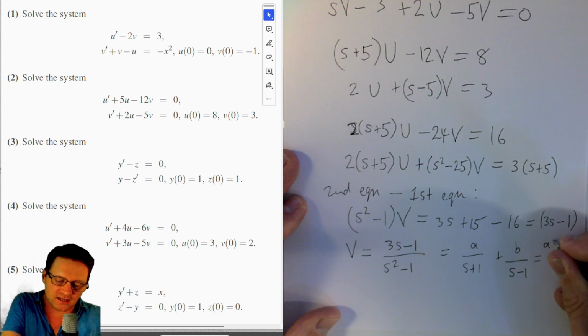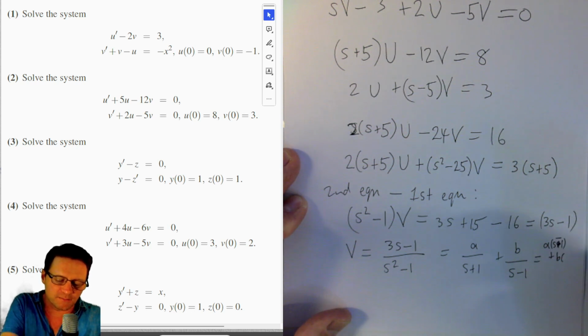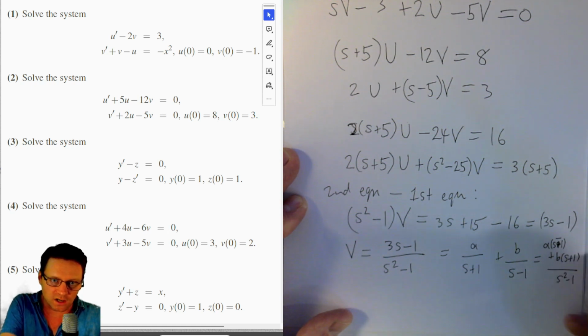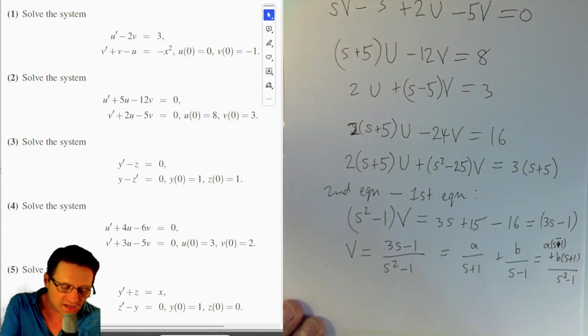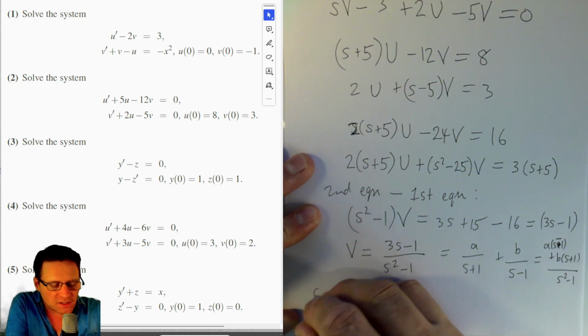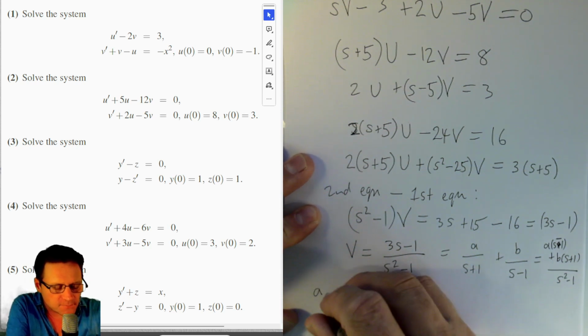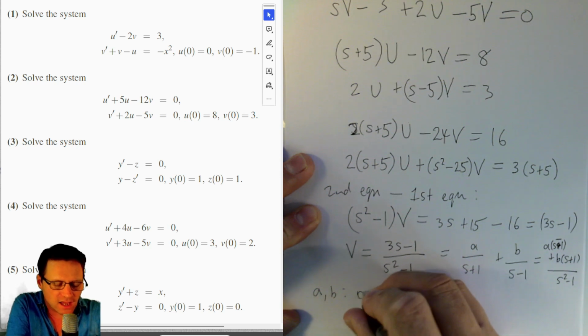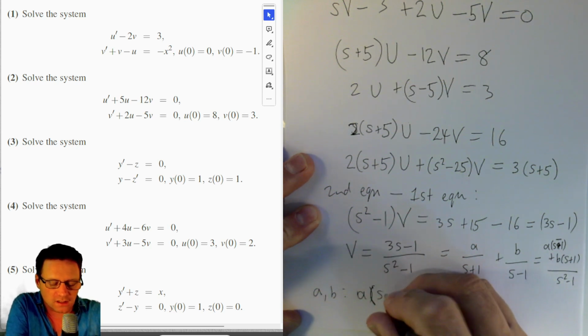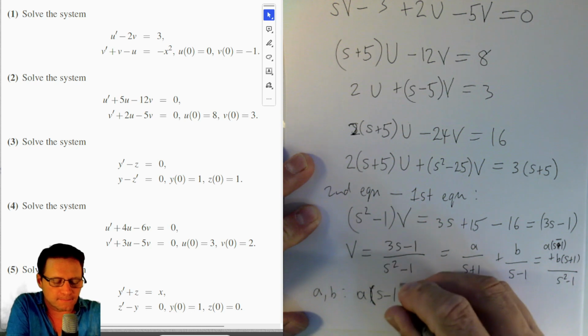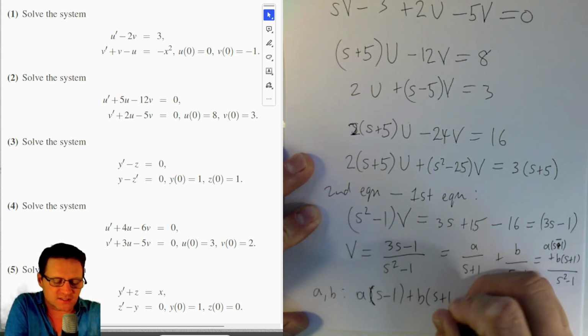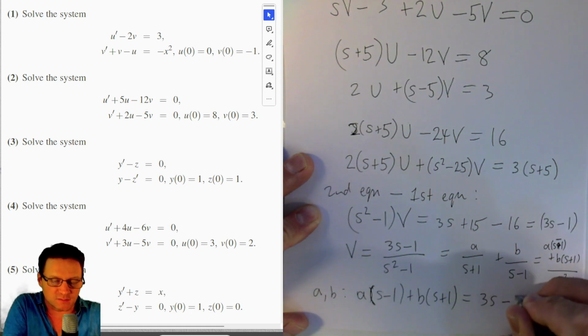So let's put this back together. So we have a times s plus 1. And we have plus b times, oh no, that wasn't s plus 1, was it? Yeah. B times s plus 1. This is all over s squared minus 1. Okay, so rewriting this, what we're looking at then is solving for a and b such that a times s minus 1 plus b times s plus 1 is 3s minus 1.